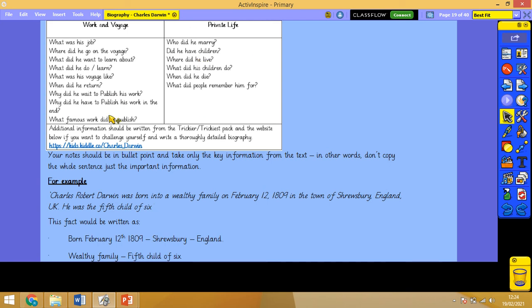Okay, so remember, this is just the basics, and we need to add that extra information from the things that I've shown you. Just to remind you as well, our notes should be in bullet point form and only take the key information. Where possible, don't copy the whole sentence because you get very tired very quickly, just the important bits. The example that I gave yesterday: Charles Robert Darwin was born into a wealthy family on February 12th, 1809 in the town of Shrewsbury, England, UK. He was the fifth child of six. So we'd write that as: born on February 12th, 1809, Shrewsbury, England, a wealthy family, the fifth child of six.